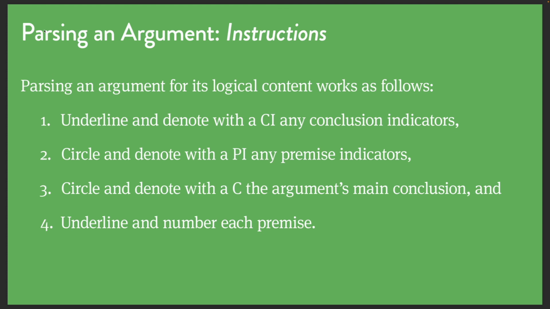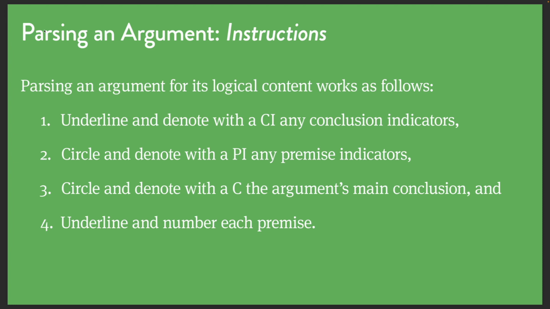So parsing an argument for its logical content works as follows. You're given an argument. First, underline and denote with a CI any conclusion indicators, and second, circle and denote with a PI any premise indicators. Sometimes there'll be indicators, sometimes not, but these first two are very helpful. Look for any of those fancy indicator words. Those are the first two steps.